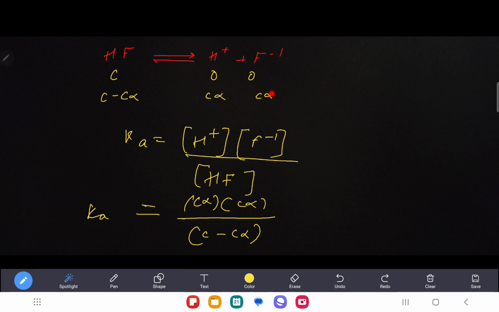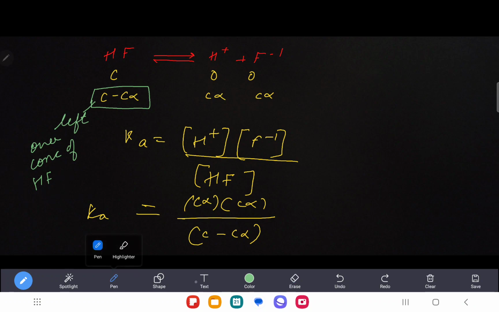And what is C alpha again? The formed concentration of F negative during the reaction. And what is C minus C alpha? The leftover concentration of HF. Do you understand my point?